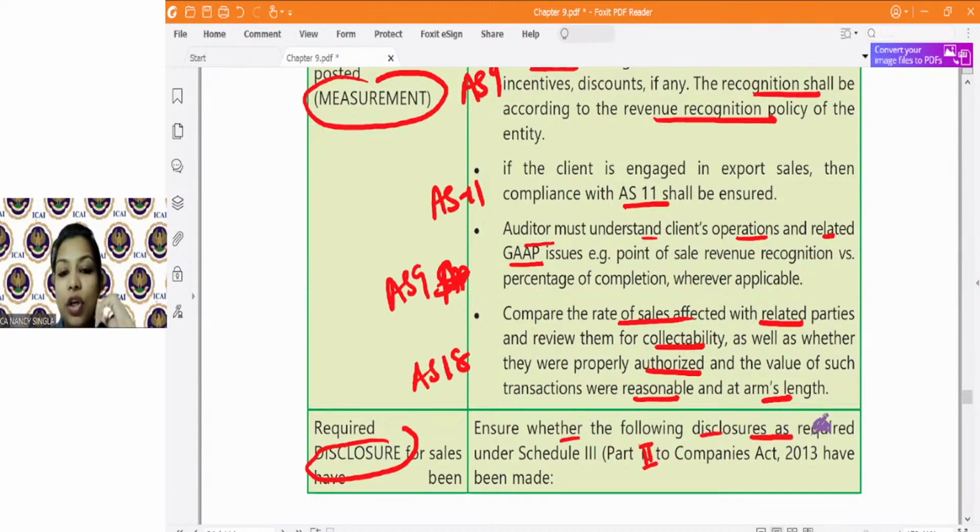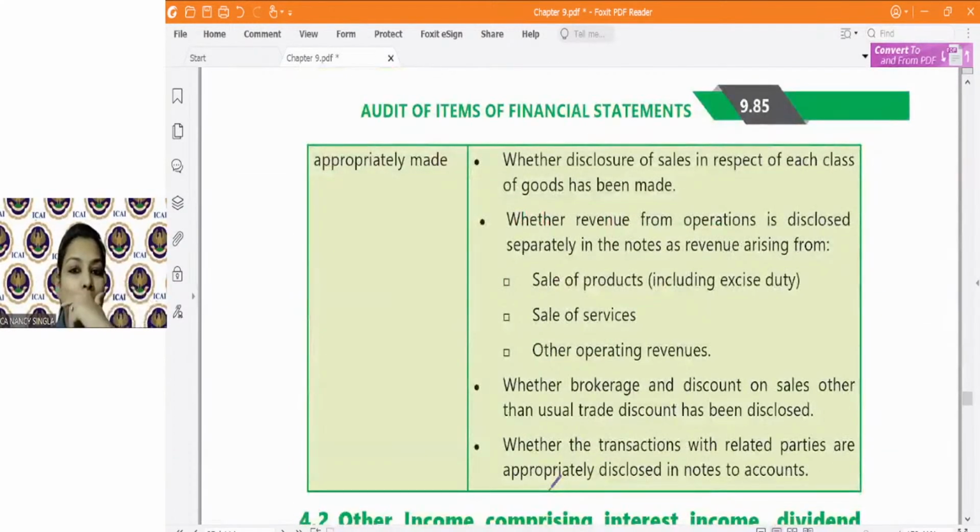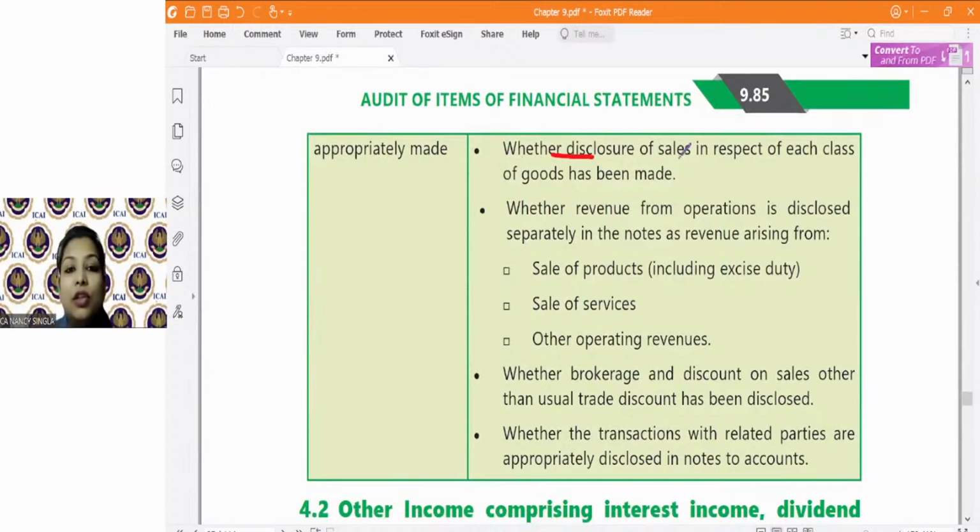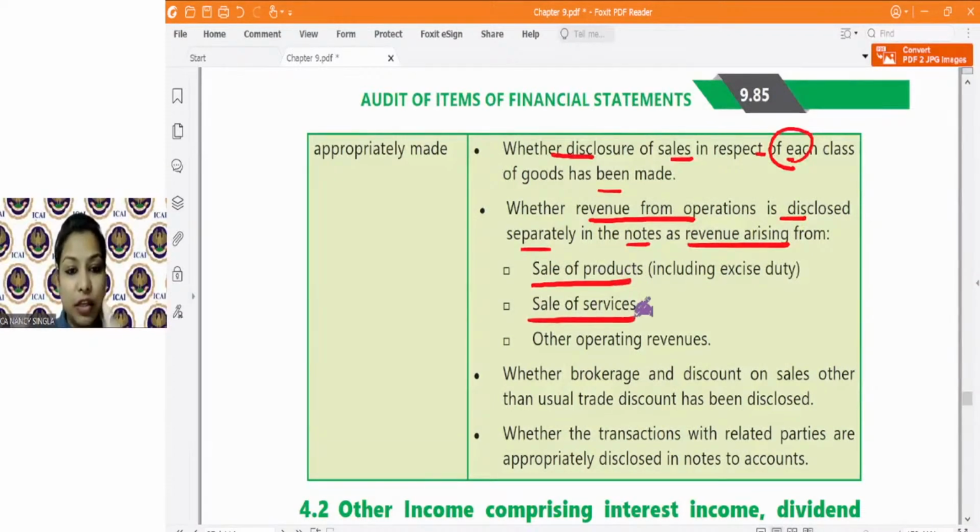Ensure whether the following disclosures as required under Schedule 3, Part 2 to the Companies Act have been made. So, very simple. Whether disclosure of sales in respect of each class of goods has been made. If the company is selling different products, chocolates, toffees, chips, then each class of goods has been disclosed. Revenue from operations is disclosed separately in the notes as revenue arising from sale of products, sale of services, and other operating revenues.